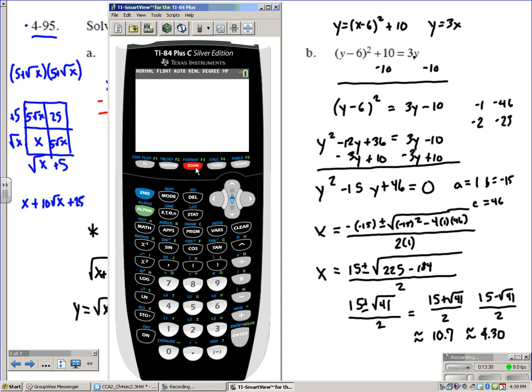So I'm going to do zoom. I'm going to start out with my standard zoom window, negative 10 to 10 both ways with x's and y's. Obviously it must not have fit on here. Looking at the equation, we know the locator point for our parabola is going to be 6 to the right and up 10, so somewhere right around here. Let's increase our zoom window. You can either zoom out, or I like to do a zoom fit sometimes. Let's see if that one works.